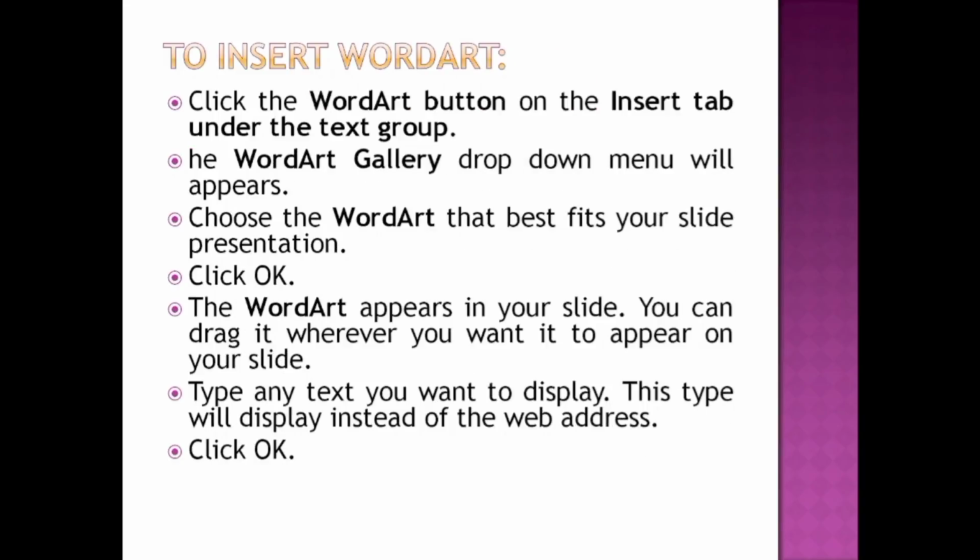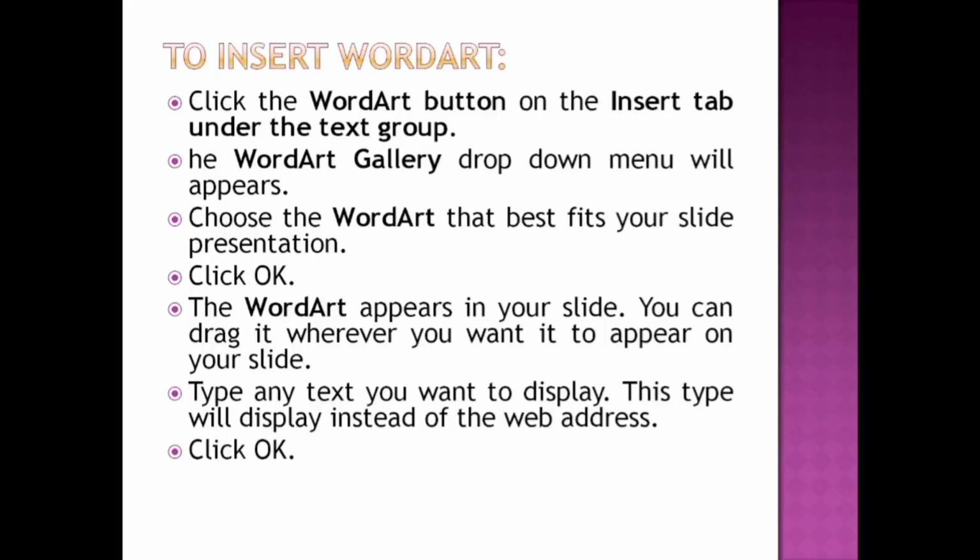Now, here are some steps that we have to follow if we want to insert word art in our document. First, we have to click on the word art button on the Insert tab under the text group. The word art gallery drop-down menu will appear once you click on that button. Now you have to choose the word art that best fits your slide presentation.